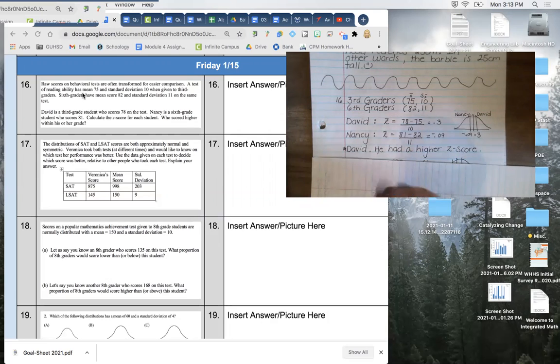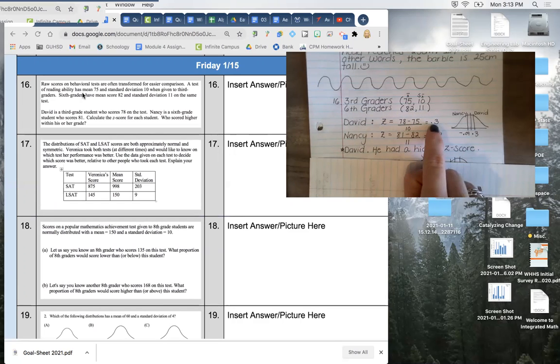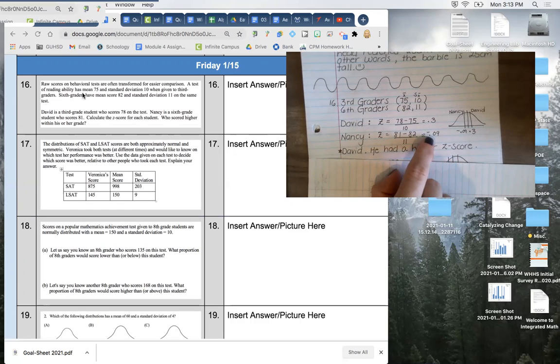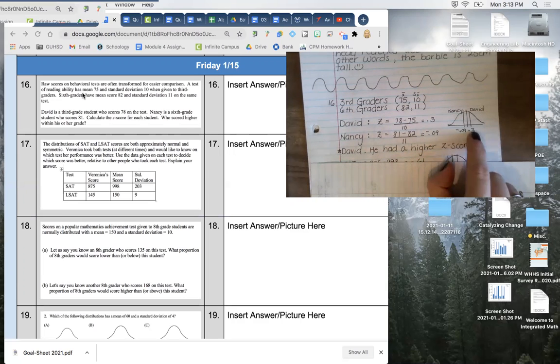Which one did better? Well, David scored a 78. His mean was 75, so you do minus the mean over the standard deviation of 10, and his z-score was 0.3. Nancy's z-score, you take her score, so 81, minus the mean of 82. She actually scored below average, so already I know that she's not going to do as well. And then I divide by that standard deviation of 11 to get negative 0.09. What that would look like is that David did slightly better than average and she did slightly worse than average.